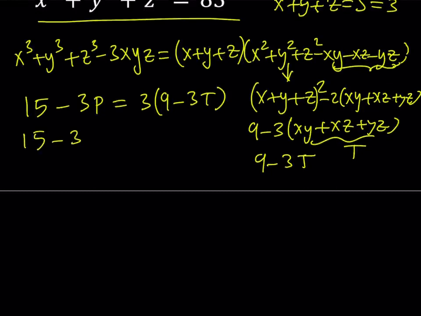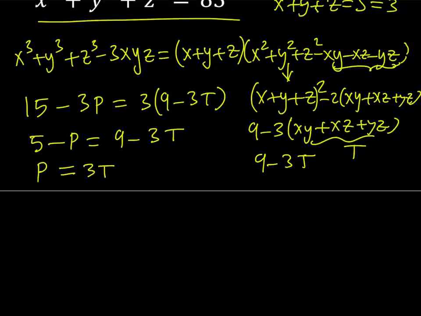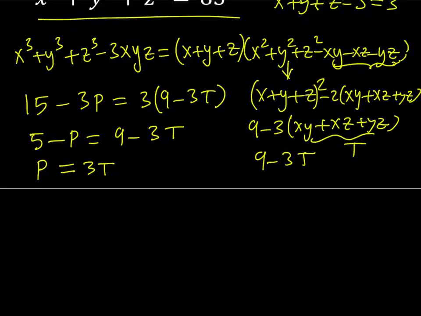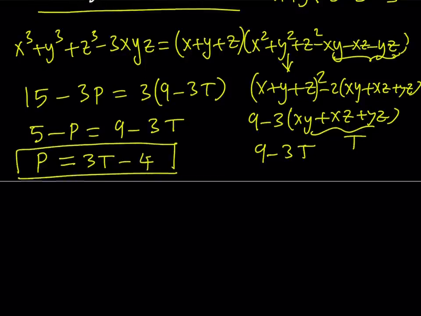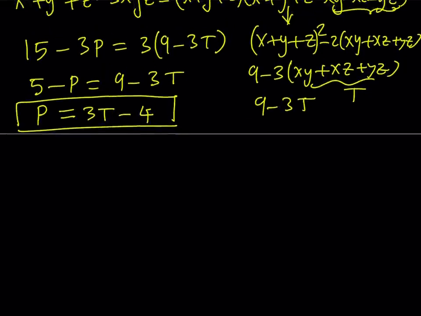15 minus, actually at this point you could probably divide both sides by 3. That should give you 5 minus p equals 9 minus 3t. And if you put the p and the t on the same side, or you can actually do the following. Let's go ahead and isolate p from here. P is going to equal 3t plus 4. Actually, it's going to be minus 4, right? Because we're going to be bringing the 9 over to the left-hand side. That's going to be a minus sign. Great. So we can write p as basically 3t minus 4 here. Great.